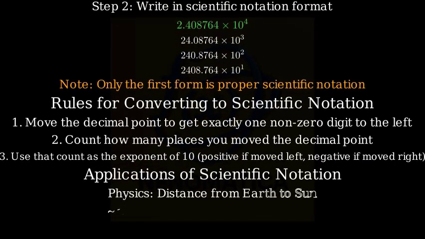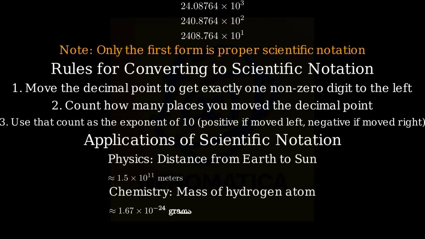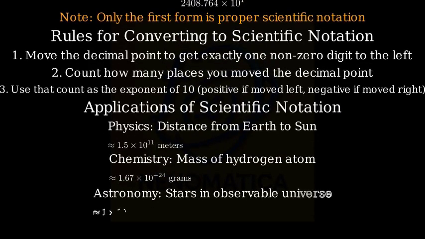In physics, we use it to represent very large distances like the distance from Earth to the Sun, which is approximately 1.5 times 10 to the power of 11 meters. In chemistry, we use it to represent very small masses like the mass of a hydrogen atom, which is about 1.67 times 10 to the power of negative 24 grams. And in astronomy, we use it to represent the enormous number of stars in the observable universe, estimated to be around 1 times 10 to the power of 24.